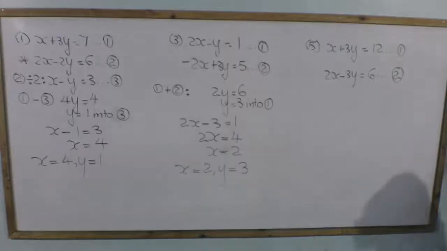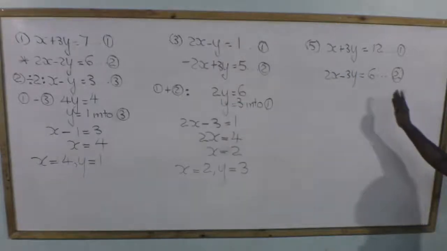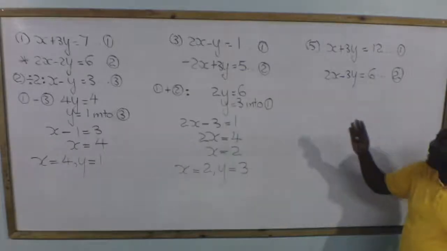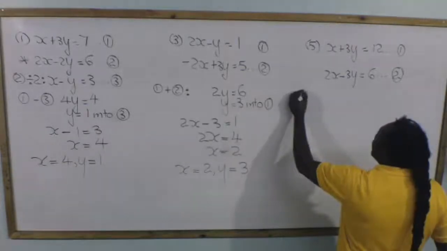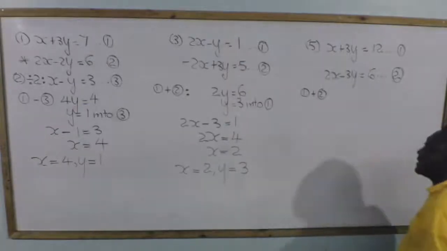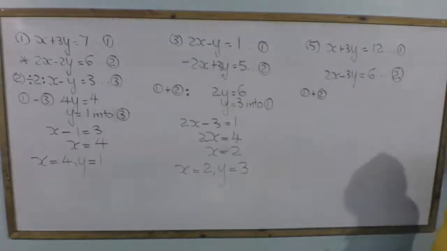What about this one? What do we do? The positive 3y and the negative 3y are additive inverses. Therefore, if we add the two equations, they will have a cancelling effect on each other. So we may go straight ahead and add the two equations. Equation 1 plus equation 2, and we know that these will have a cancelling effect on each other. And we have x plus 2x.